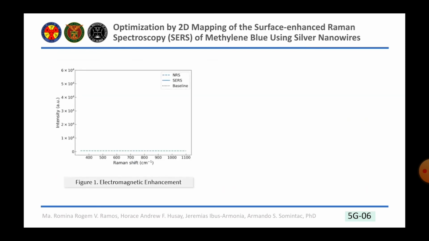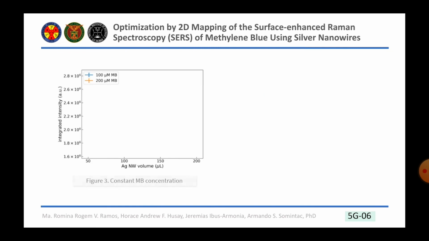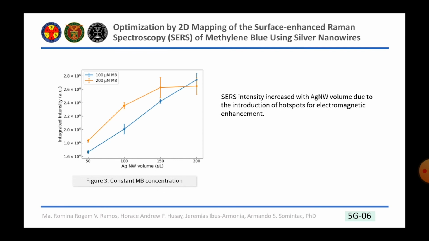The faint signal of MB was enhanced to 10 to the 4, while MB peaks were redshifted in the SERS spectrum. These observations imply the activity of the electromagnetic and chemical enhancement mechanisms. With constant MB concentration, the SERS intensity increased with the nanowire volume due to the introduction of large amounts of hotspots that facilitate electromagnetic enhancement. It became saturated at the 150 microliter nanowire volume due to the frequent addition of nanowires.